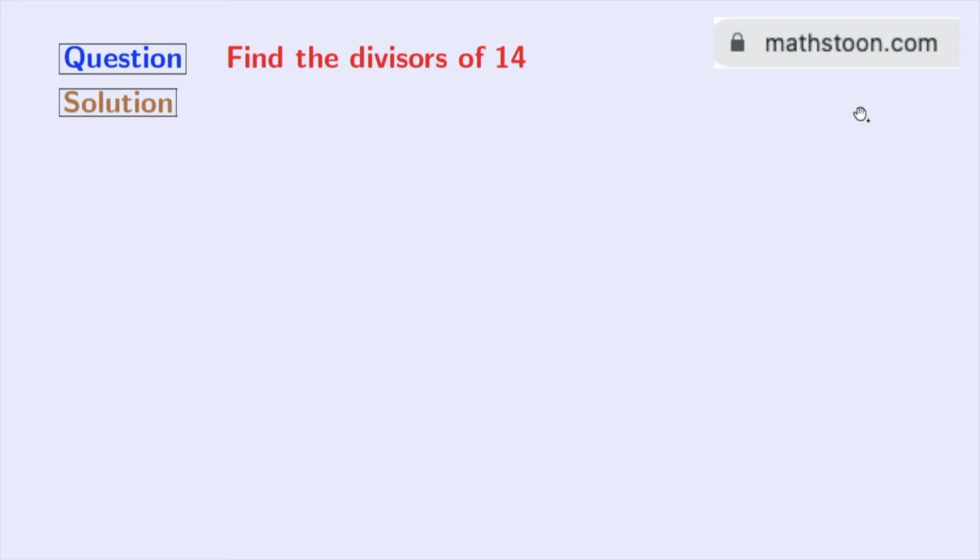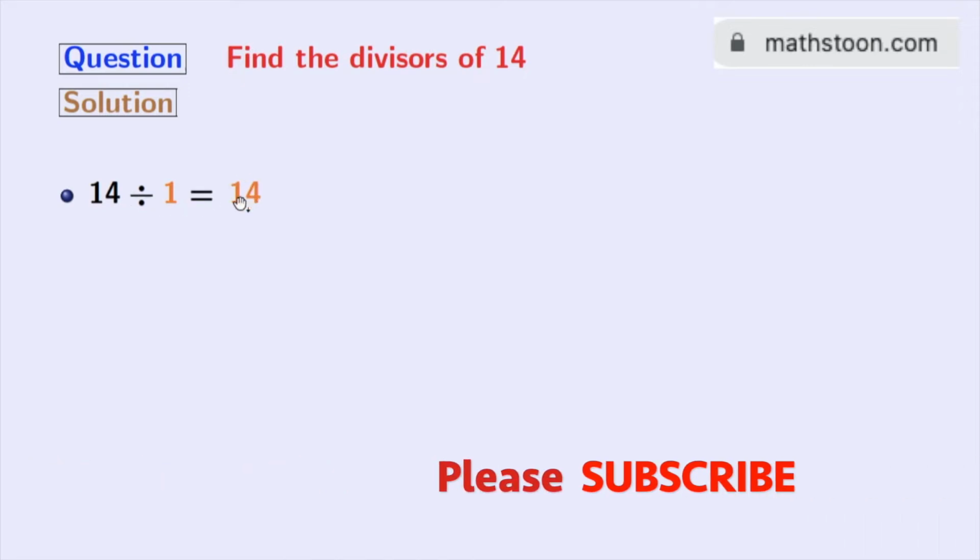Now let's start. At first we will find all the possible ways in which we can divide 14. We will start from 1. 14 divided by 1 is equal to 14. So, 1 and 14 are the divisors of 14.